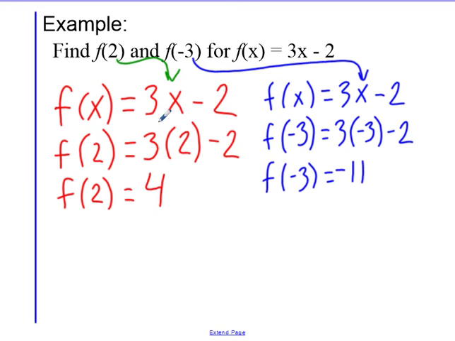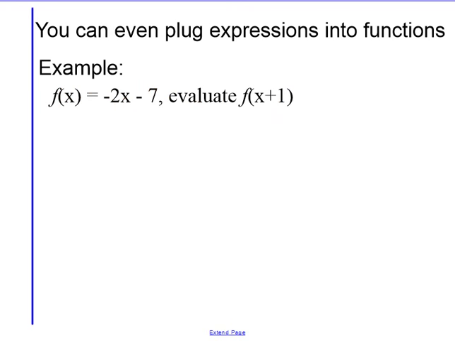So for our function f of x equals 3x minus 2, the f of 2 is equal to 4, but the f of negative 3 is equal to negative 11. So whenever they're writing a number in parentheses next to the f, these are instructions to plug the number into any of the x's in the actual equation. We can even plug in an expression into a function. It's not just about numbers plugging into functions. We can actually plug in extra information into the x.